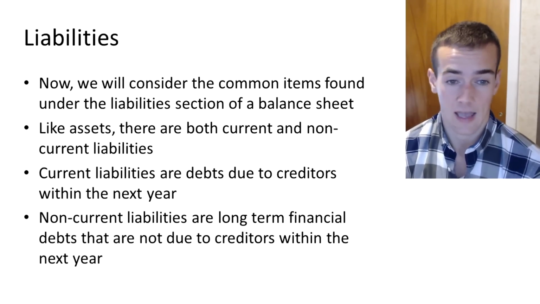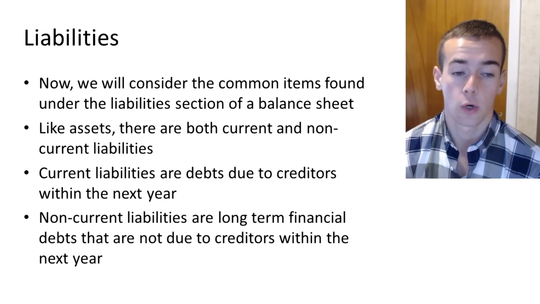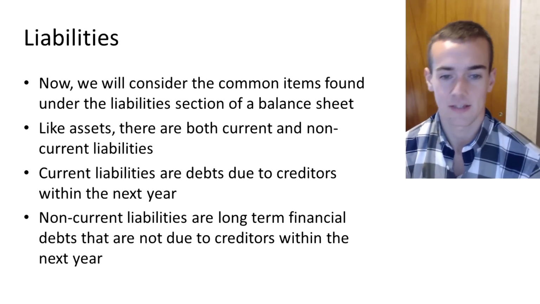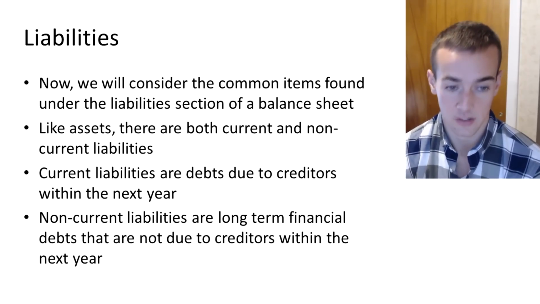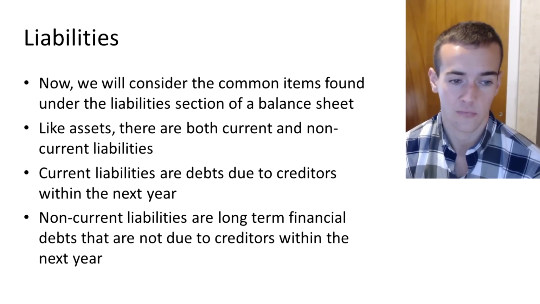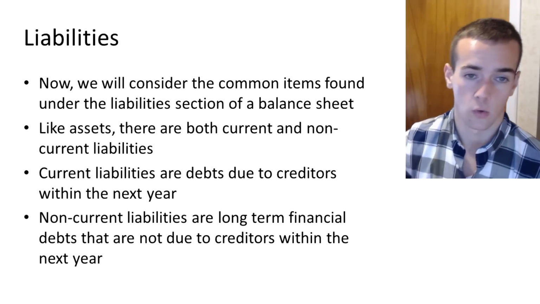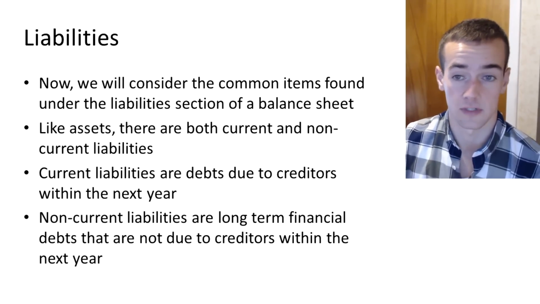So just like assets, there are both current and non-current liabilities. So current liabilities, if you haven't guessed yet, these are debts that are due to creditors within the next year. And non-current liabilities are long-term financial debts that are not due to creditors within the next year. So we're going to look at examples of both of these now.